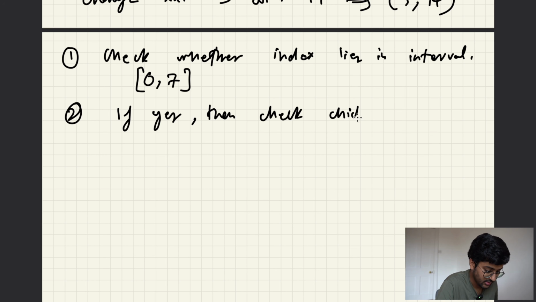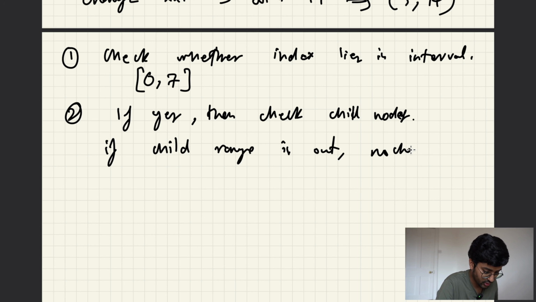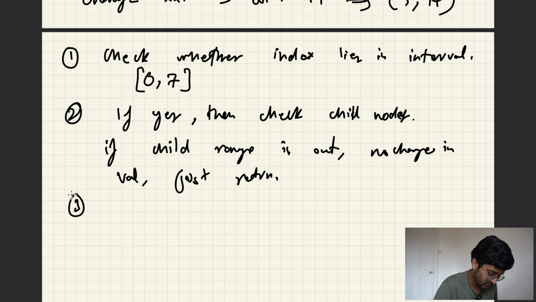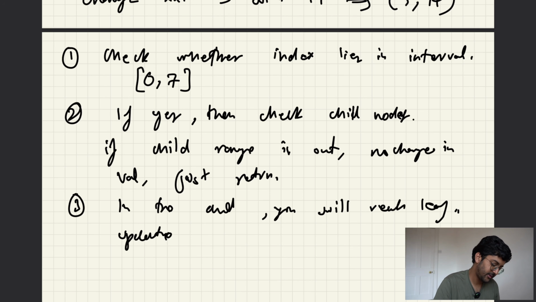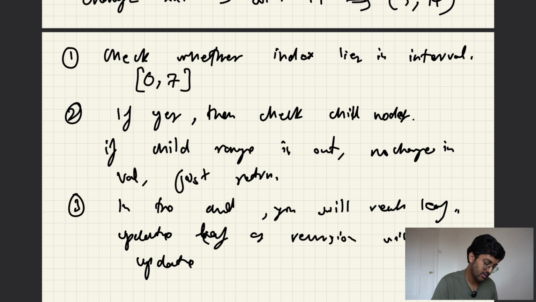Check child nodes. If child range is out, no change in value, just return. In the end, you will reach leaf. Update leaf and recursion will update the tree as we saw in the example.